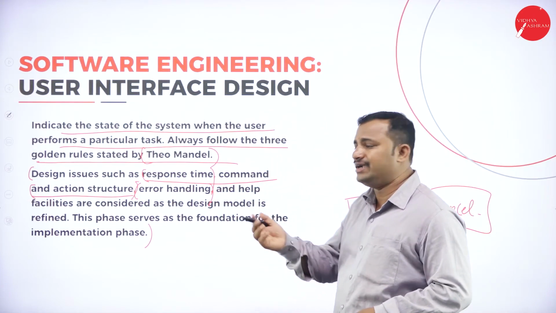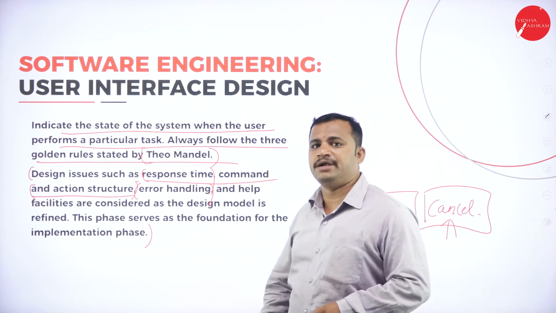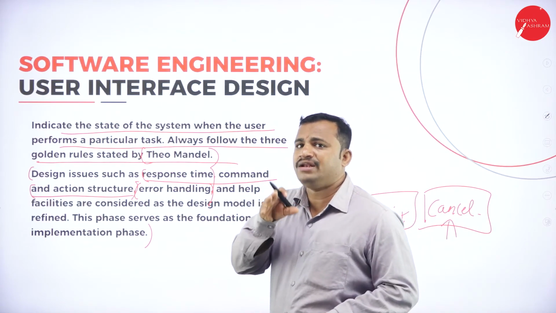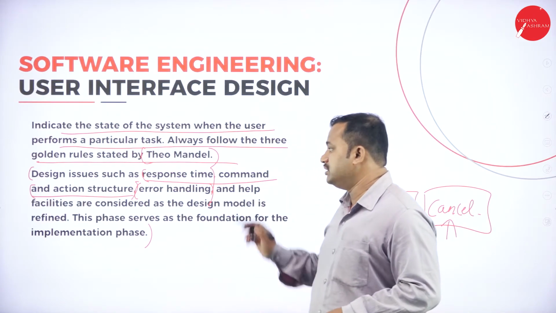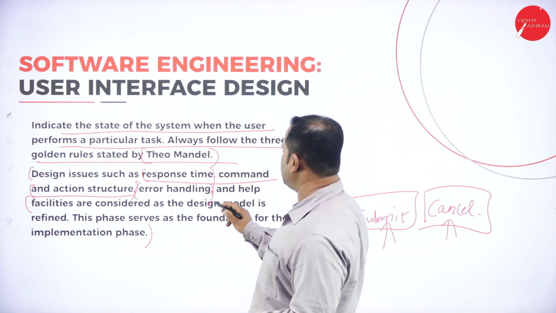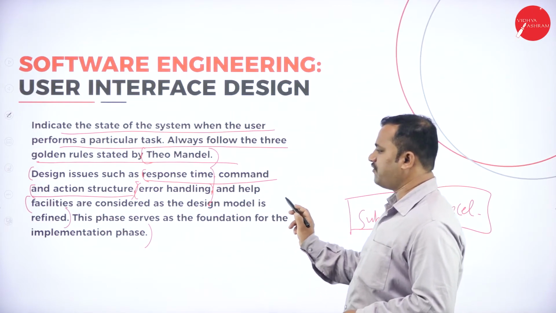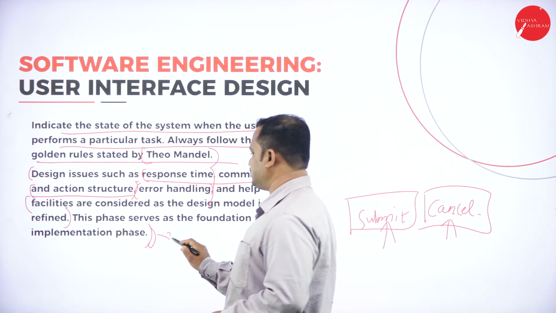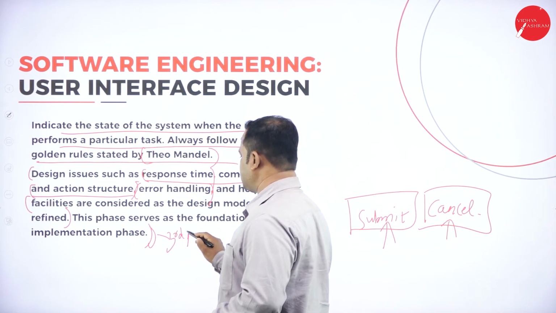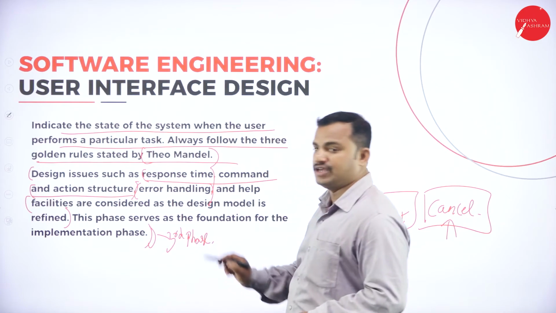Suppose the user enters unrelated values and presses the submit or cancel button, it has to be validated specifically by the system. That is called this. And help facilities are considered as the design model is refined. This phase serves as the foundation for the implementation phase, that is, the third phase. This is the foundation for the third phase.